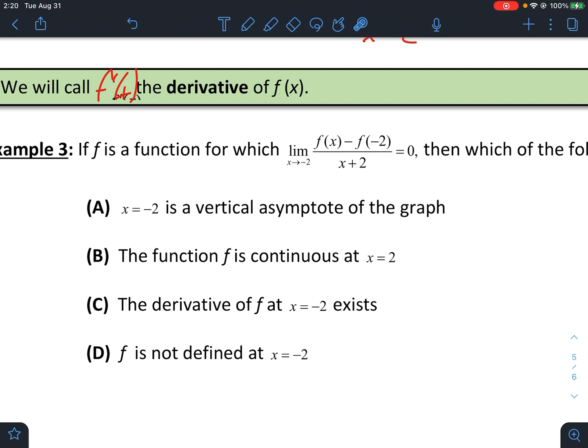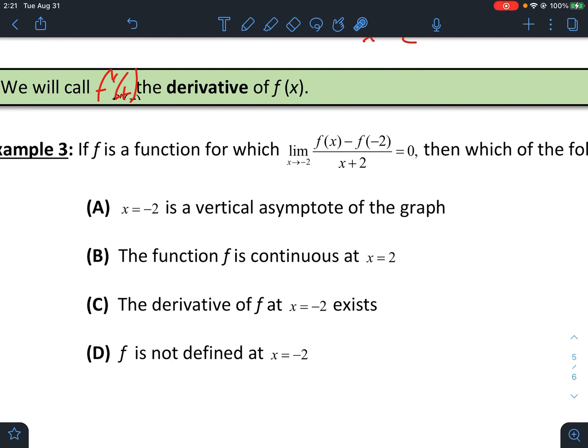Let's talk about D. f is not defined at x equals negative 2. Well, that's definitely not true. Because this is saying, remember, this is the derivative at negative 2. This is saying the derivative does exist. In order for the derivative to exist, the function must be defined. So D cannot be true either.